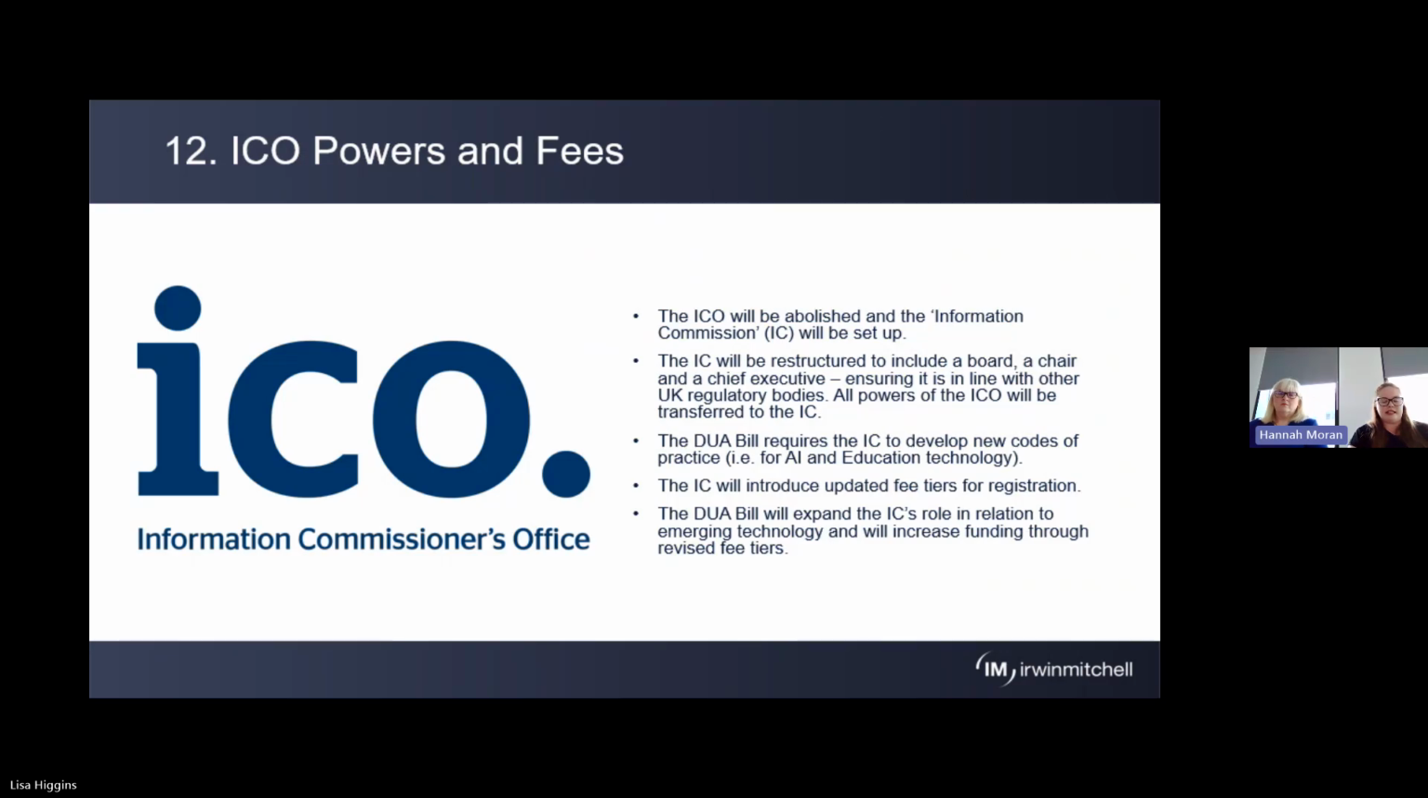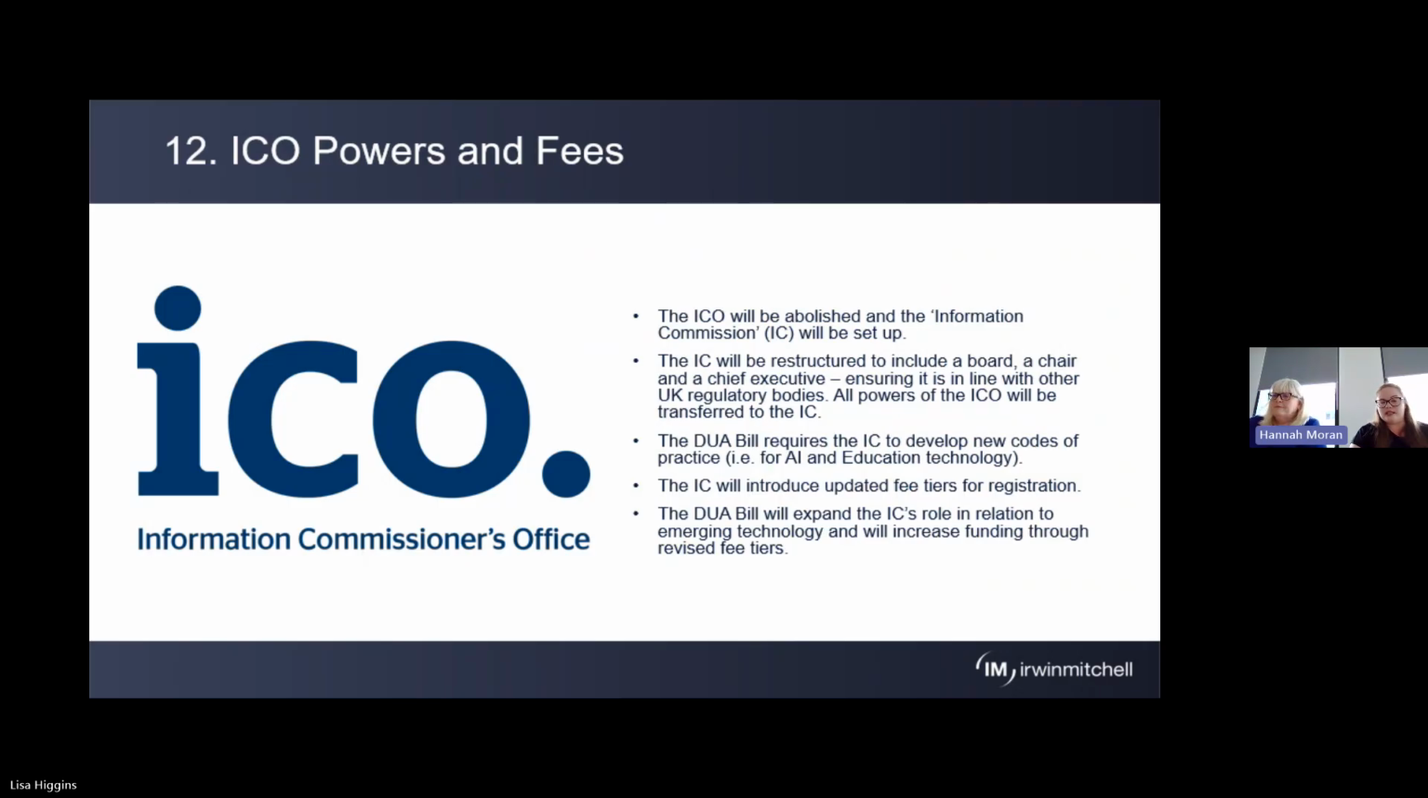So just quickly having a look at this one. For reasons unknown, the ICO will be abolished and the Information Commission will be set up instead. This change mainly seems to be around restructuring the Information Commission, so it includes a board, a chair and a chief executive to bring it in line with other UK regulatory bodies. But all powers of the ICO will be transferred to the Information Commission, and it will essentially do the same thing from what the legislation reads as.